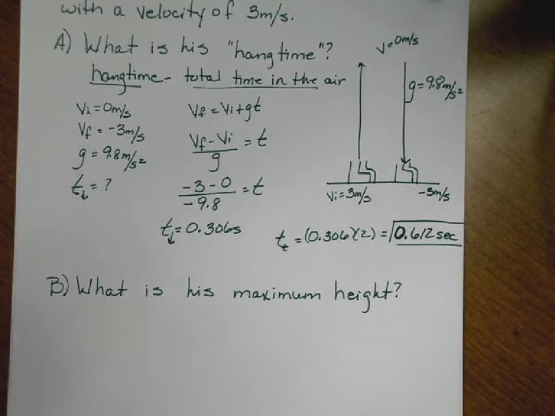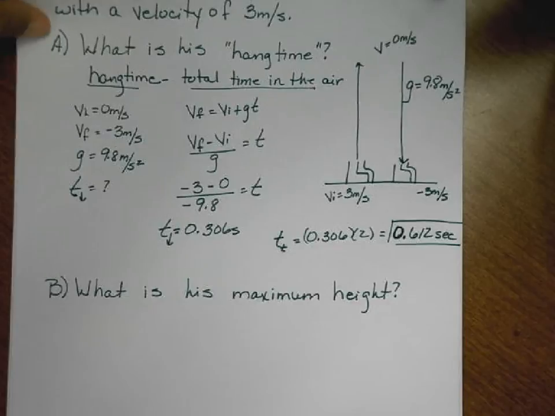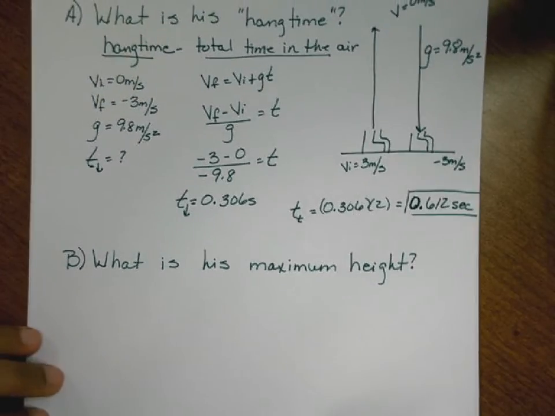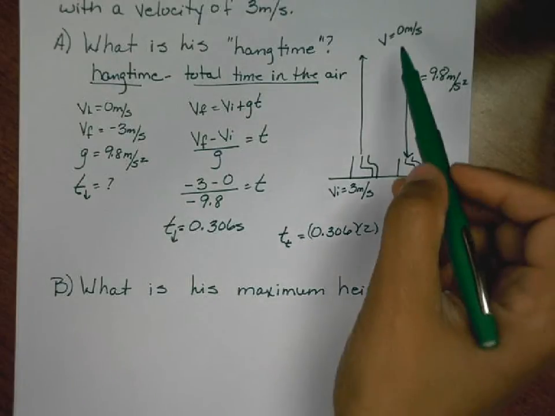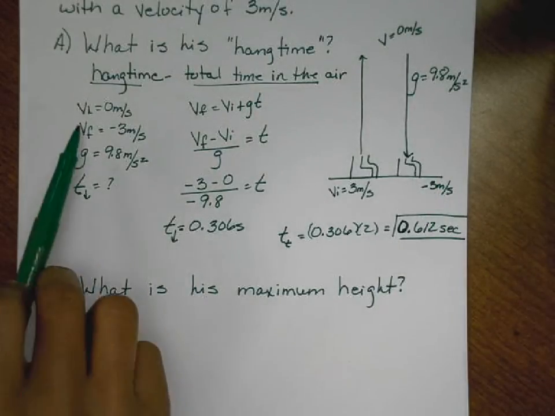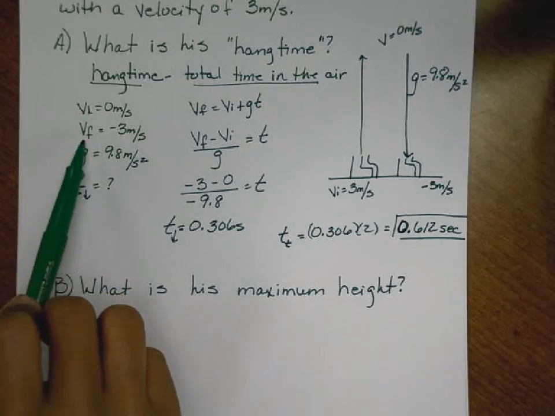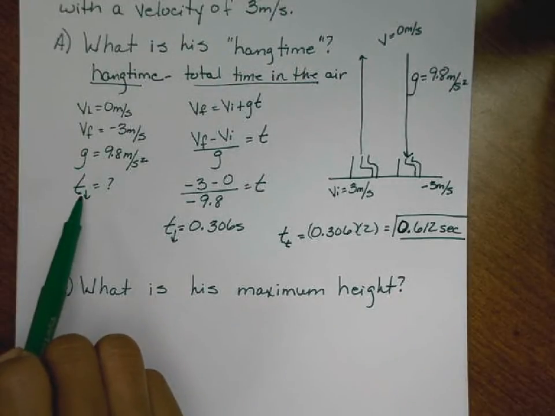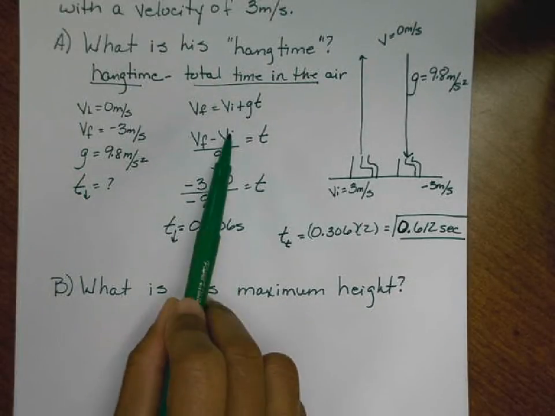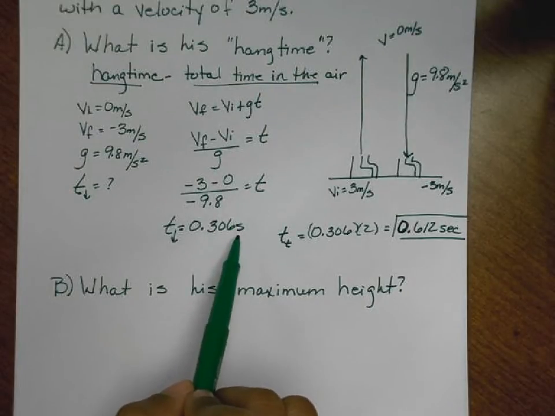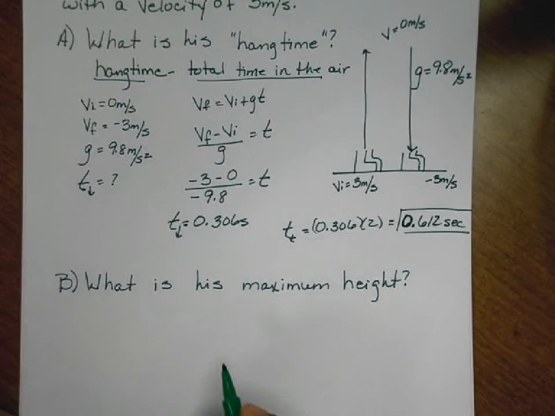The second part is, what is the maximum height? Again, I know all of the same information, and I'm going to look from the top coming down to the bottom. And when I do, the initial velocity is still 0. The final velocity is still -3. Gravity is still 9.8. But at least now I know the time. I know half the time. And half the time coming down is 0.306.